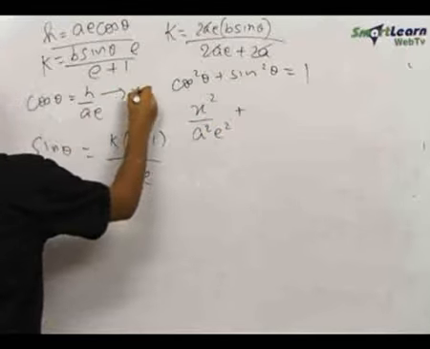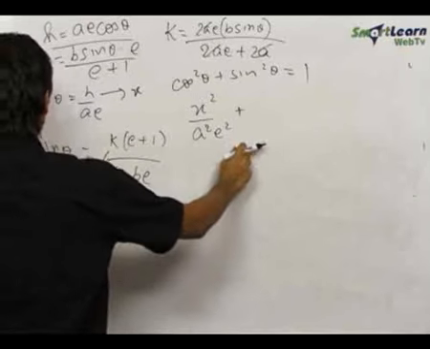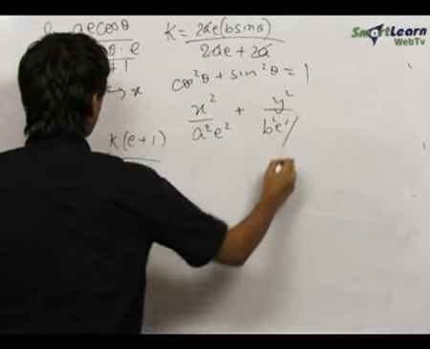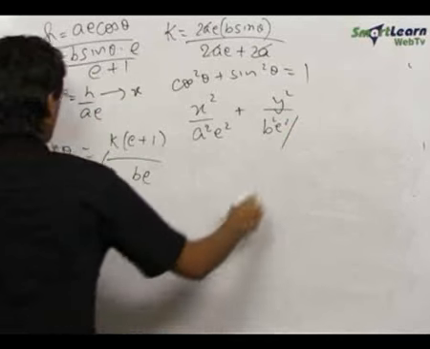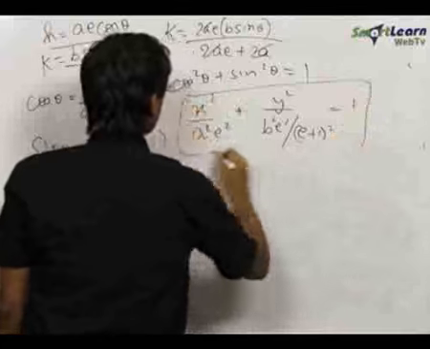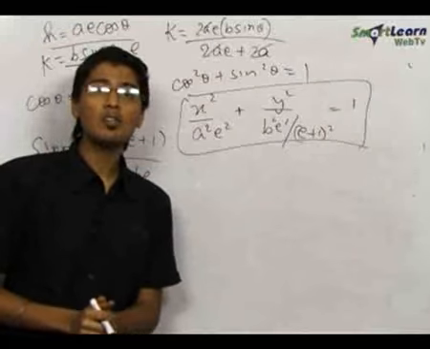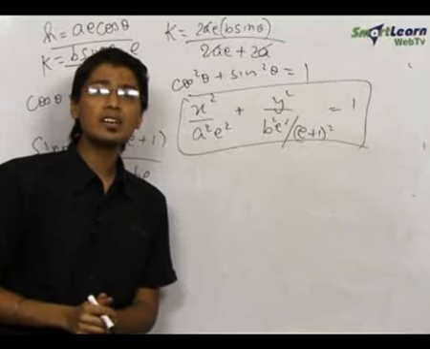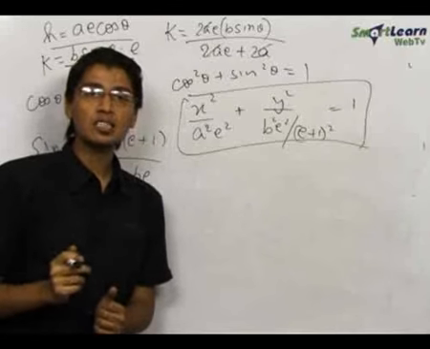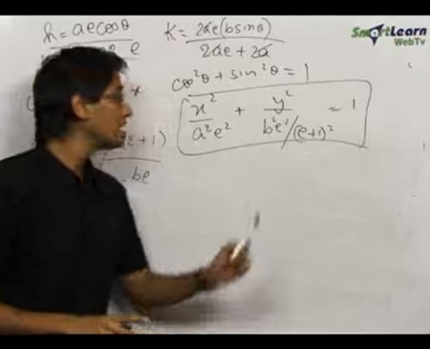Putting h as x and k as y, the locus becomes x square by a square e square plus y square upon b square e square upon (e plus 1) whole square is equal to 1, which is the equation of an ellipse. Hence we have proved that the locus of the incenter of the triangle formed by the vertex P, any general point, S1 and S, which are the two foci of the ellipse x square by a square plus y square by b square equal to 1, is an ellipse.